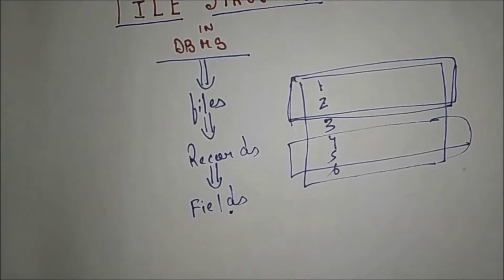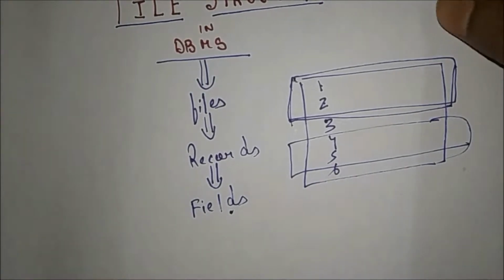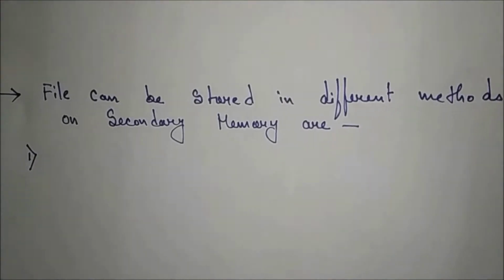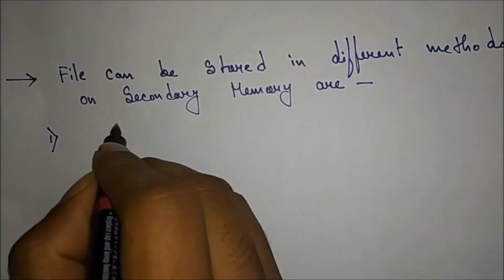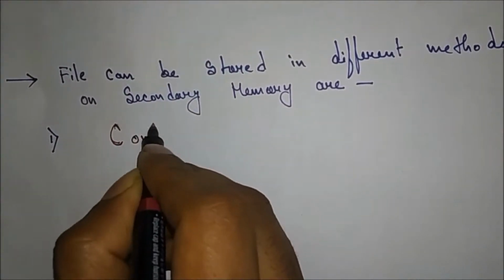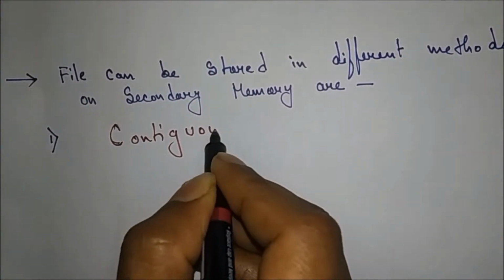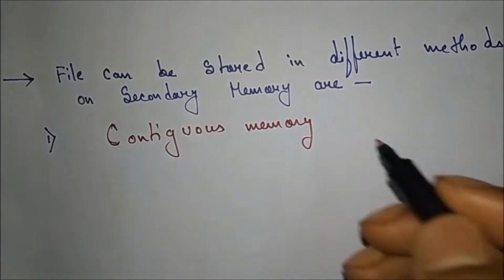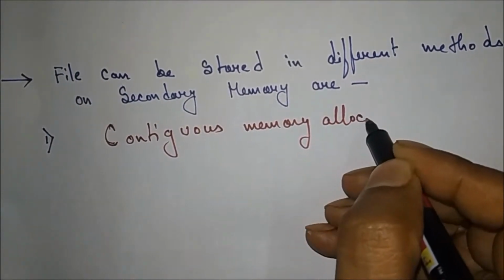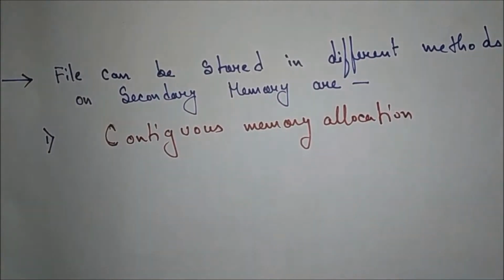Secondary memory is the hard disk, and we can store the file in three different ways on the secondary memory. The first is contiguous memory allocation.